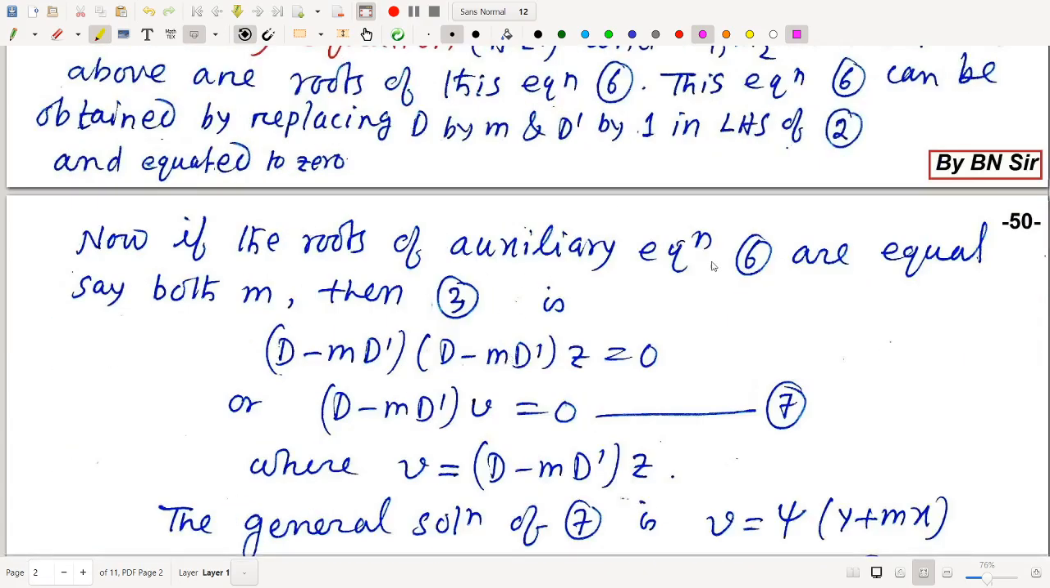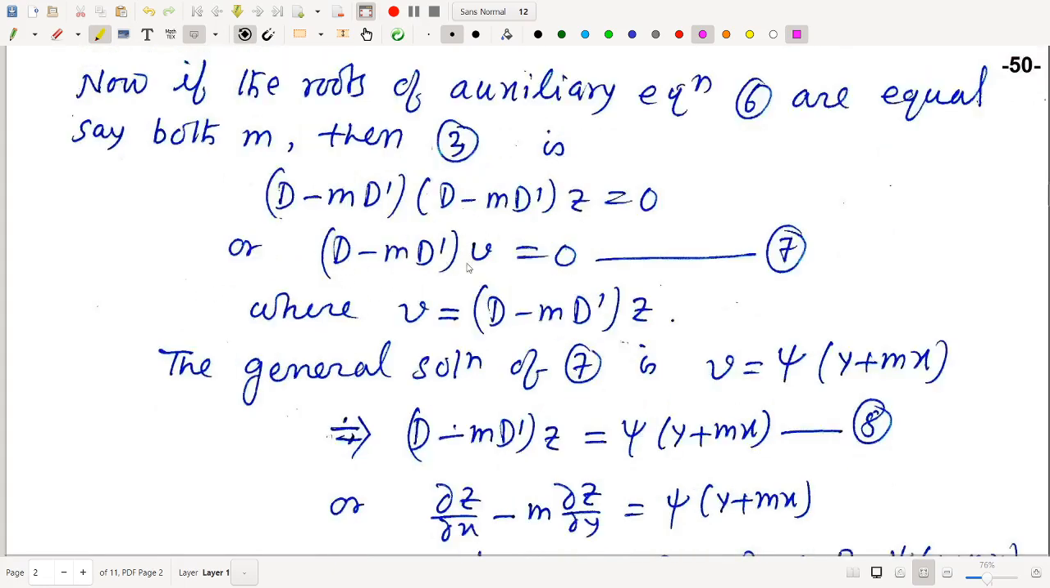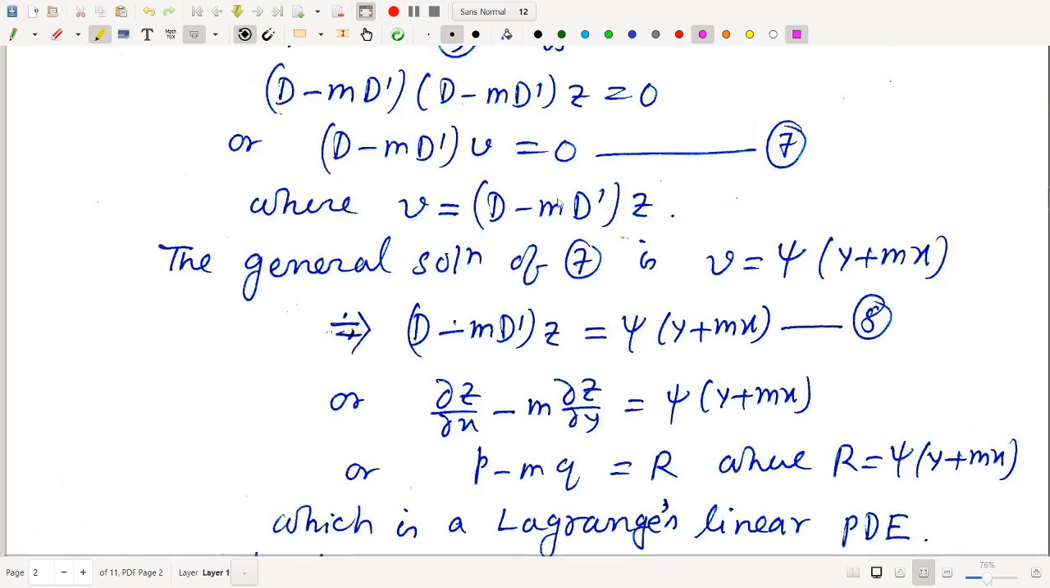Now if the roots of the auxiliary equation 6 are equal, that is m1 and m2 are the same, suppose both are equal to m, then equation number 3, when factorized, is (D − mD')(D − mD')z = 0, because originally it was (D − m1D')(D − m2D'), but m1 and m2 are both m. We can write (D − mD')b = 0, where b is (D − mD')z. The general solution of number 7, (D − mD')b = 0, is b = ψ(y + mx), because already we have solved it.